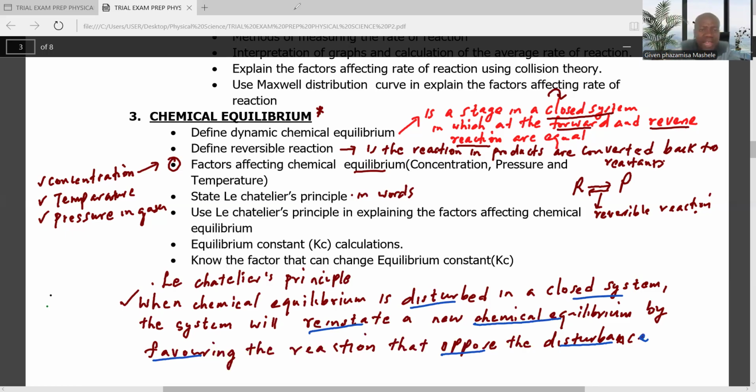Ladies and gentlemen, let me be honest with you. Topics like rate of reactions and chemical equilibrium are among the easiest of them all, because you just have to know the definition, know the factors, be able to explain Le Chatelier's principle and the factors affecting chemical equilibrium, be able to calculate the equilibrium constant, which is the Kc, know the factors that can change the equilibrium constant, and be able to make interpretations from graphs.